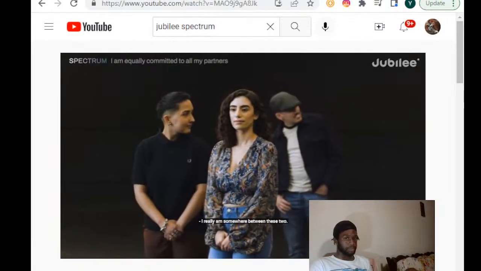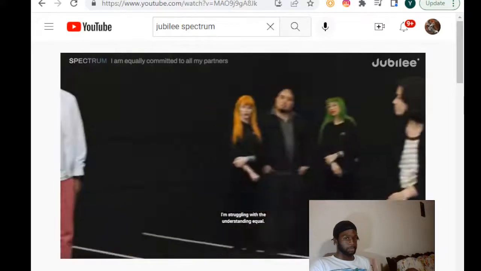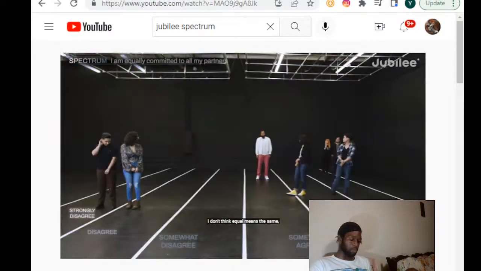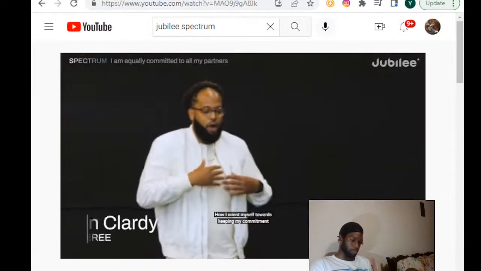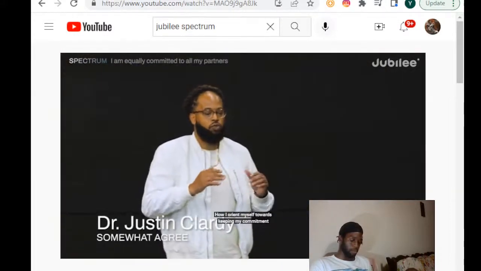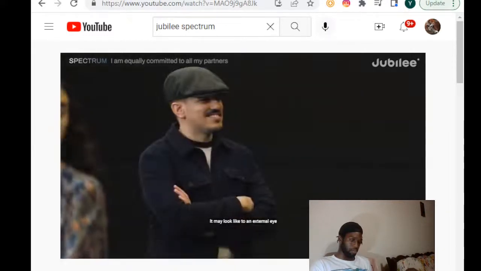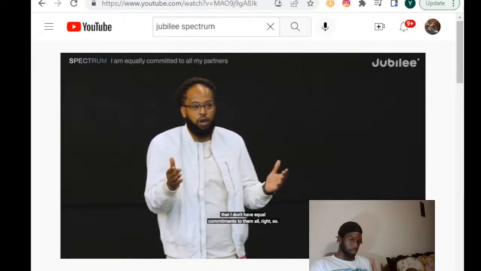I really am somewhere between these two. I'm struggling with understanding equal. I don't think equal means the same. So I know I don't have the same commitment. How I orient myself towards keeping my commitment, I do think is the same. It may look to an external eye like I don't have equal commitments to them all, right?